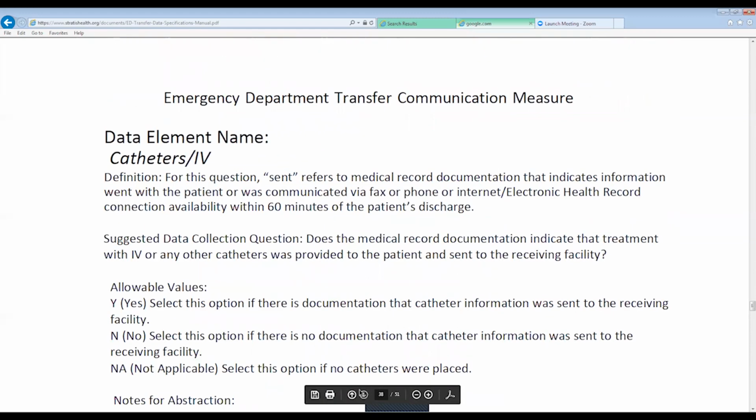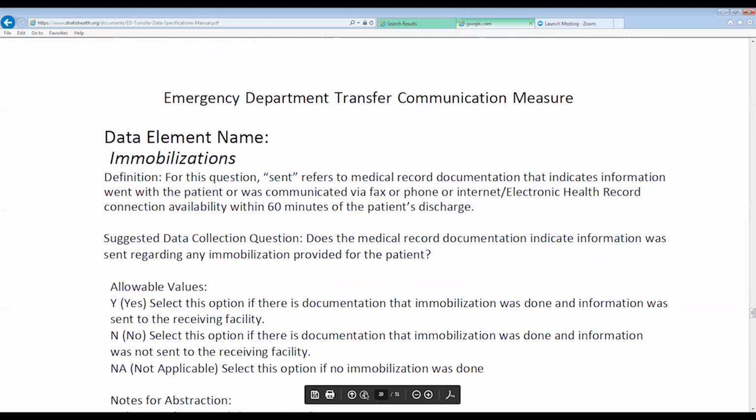I want to make sure I leave some time for questions, so let me go through some of the rest of these. Were they put on a catheter or any IV? If they were, there should be documentation that the information went to the receiving facility. And it's an NA if no catheters were placed.